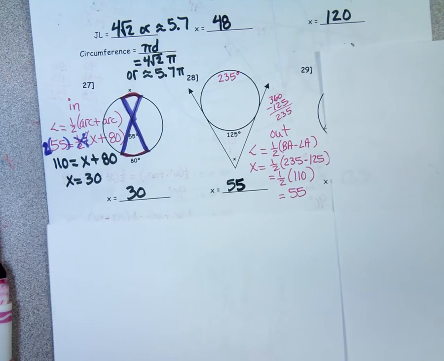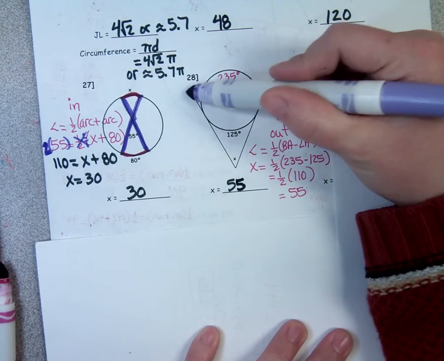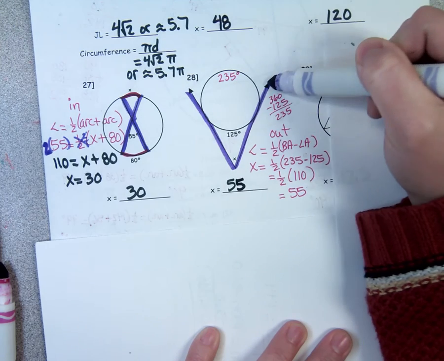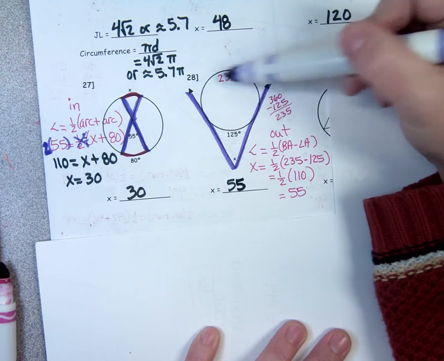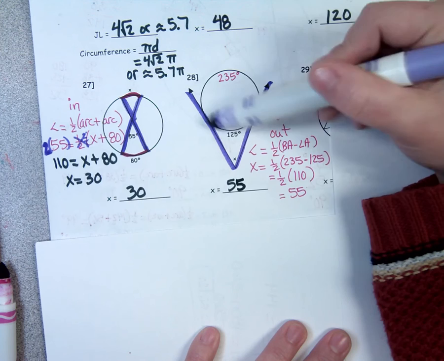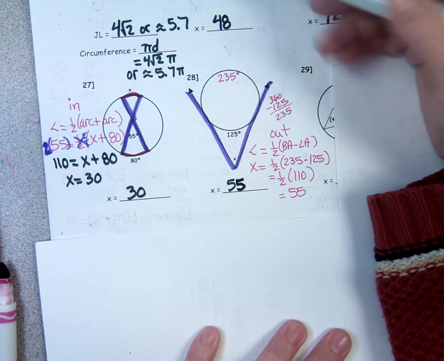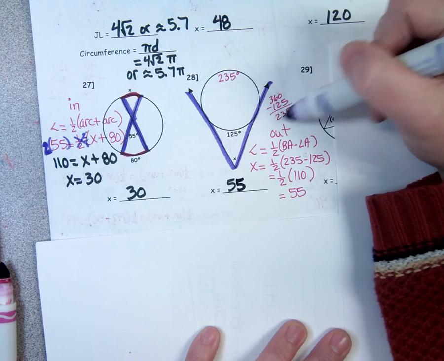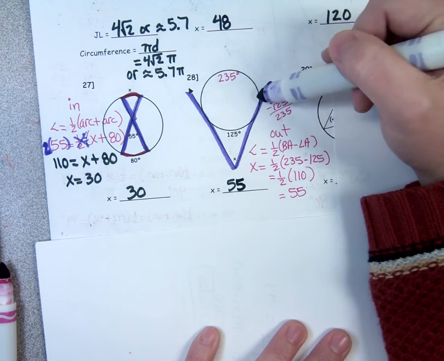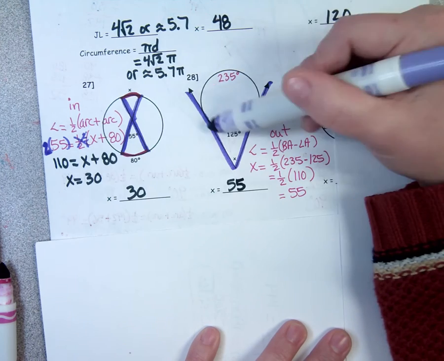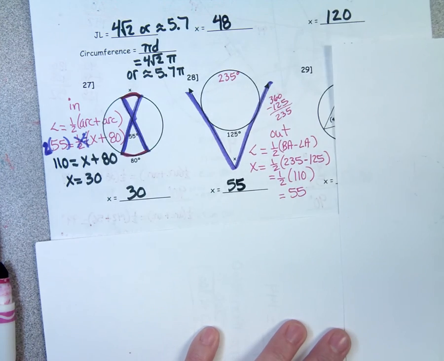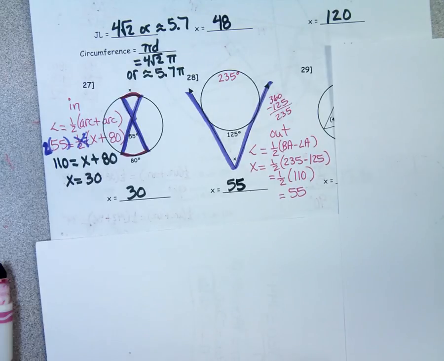Okay, on this one, we are looking at an angle whose vertex is outside of the circle. So it's 1/2 of big arc minus little arc. I just had to find the big arc by taking 360 minus 125, and that's how I found the big arc to be 235. Subtract the little one and take half of that. Very simple.